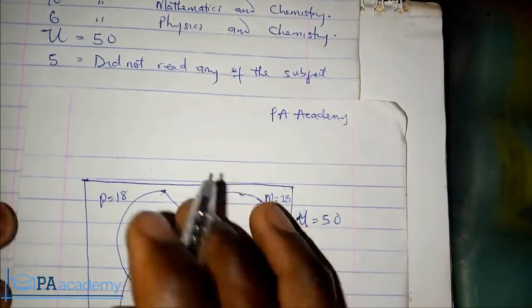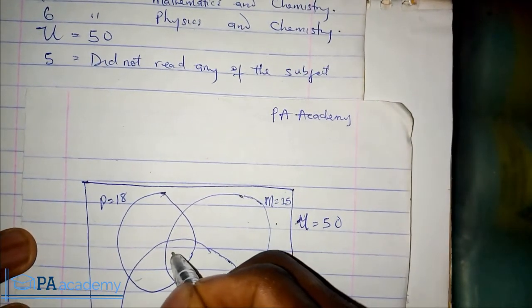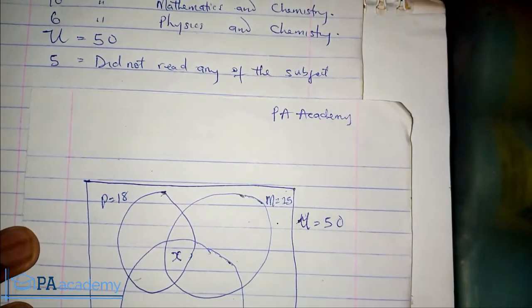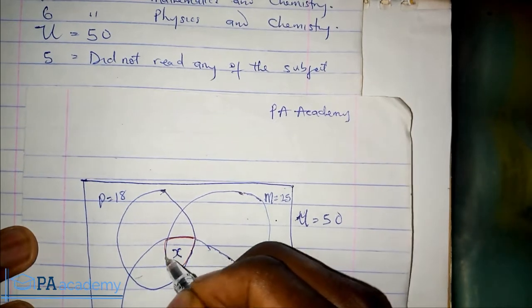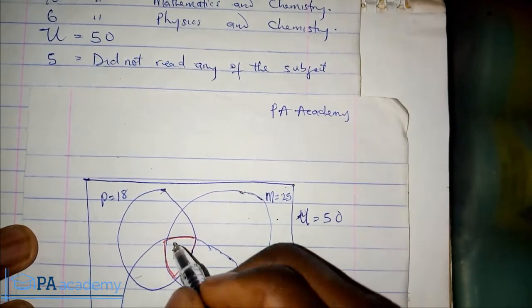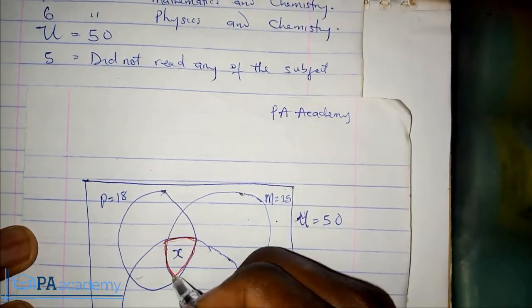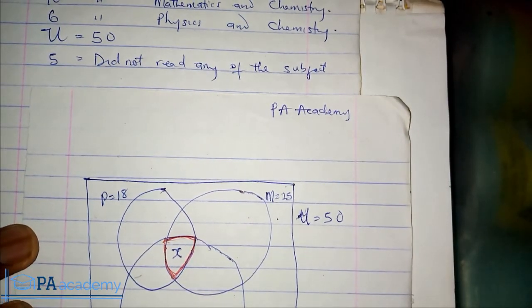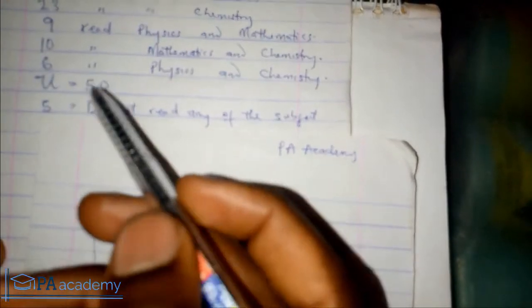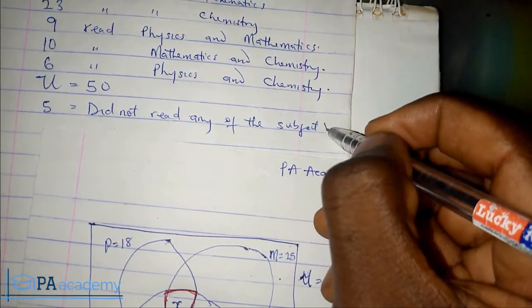So we are going to represent it with X. This part represents students that read all the 3 subjects, this particular intersection where physics, maths, and chemistry intersect. It represents those that read all the 3 subjects. So let's represent it with X. Then we can continue from there. So we've been able to assign a value to this.